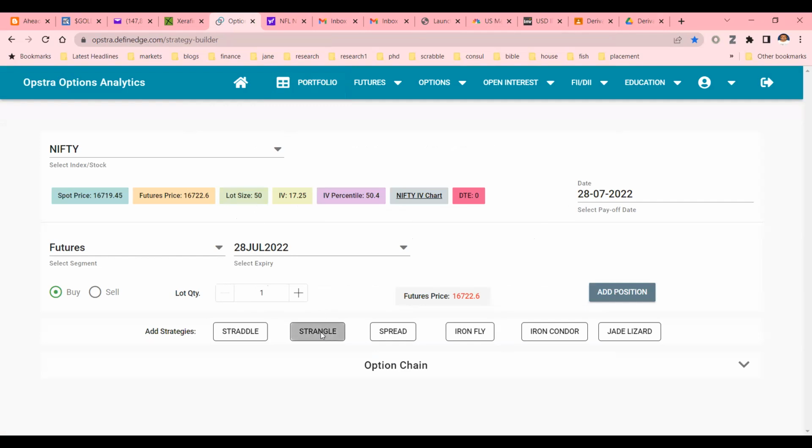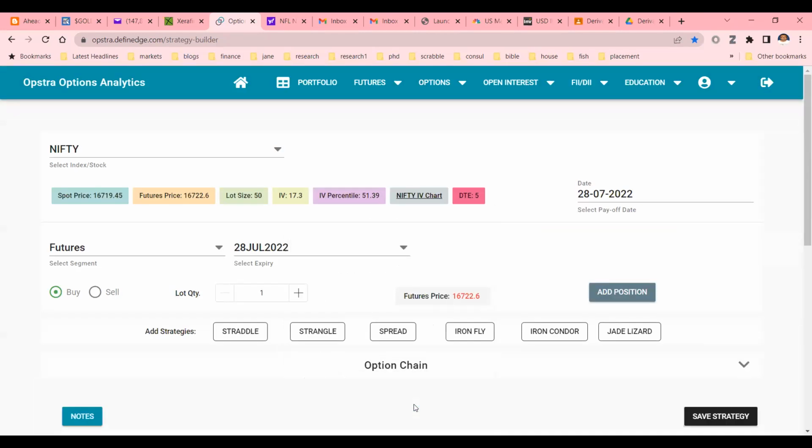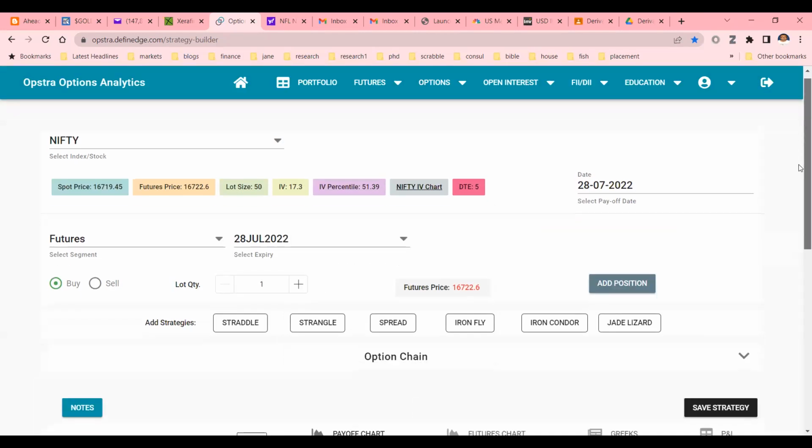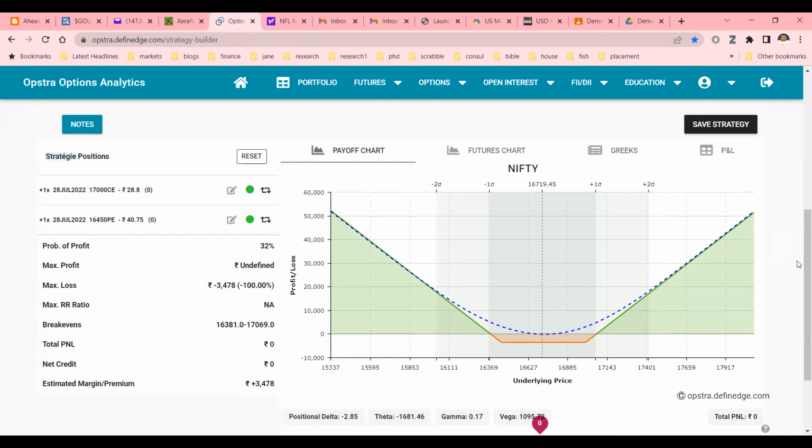Buy strangle. Okay, so month end expiry. 16,100 put. So we say buy. You can see when we do this, your probability of success is very less. Yes, so this is the strategy for next week, right? So the probability of success is very, very less. But if the market makes a big move, you probably collect quite a bit of money on that. This is just next week's expiry now.